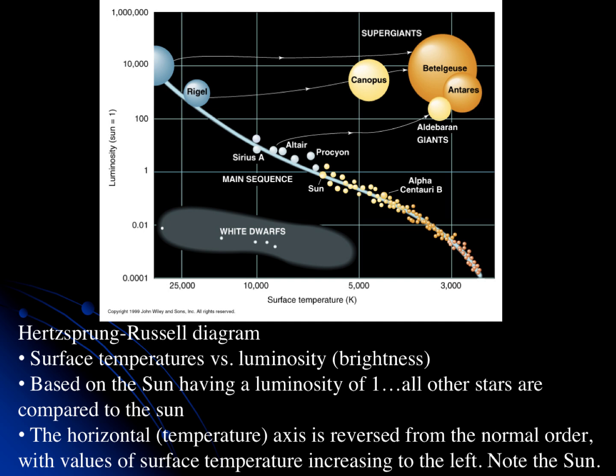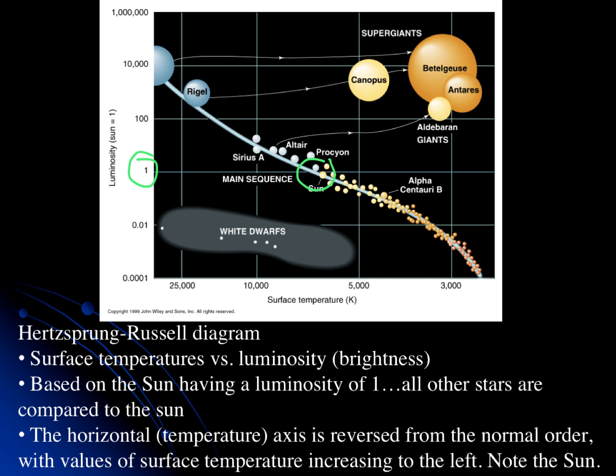On the y-axis, the brightness units are made in comparison to the sun. That means anything on the line of luminosity equals 1 is equally bright to the sun. See the sun on that line as well? Anything that falls on the graph above y equals 1 is brighter than the sun. Anything lower on the graph is dimmer than the sun. Sometimes other brightness scales are used.